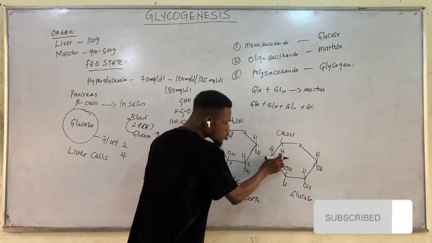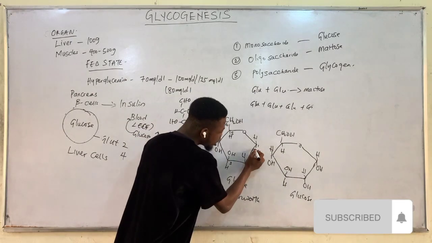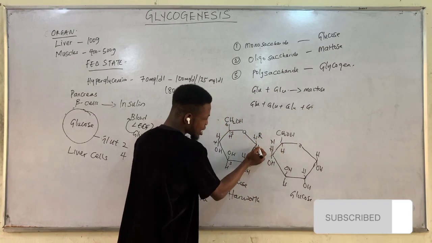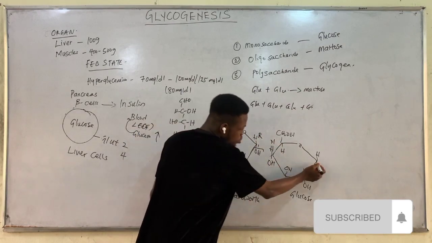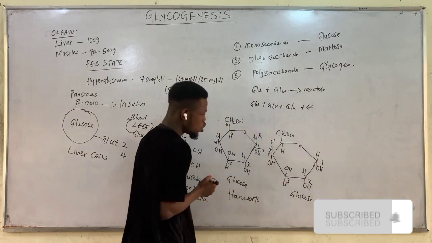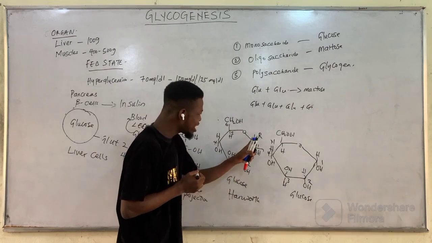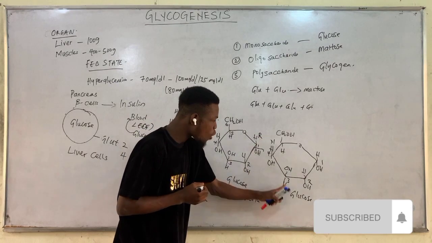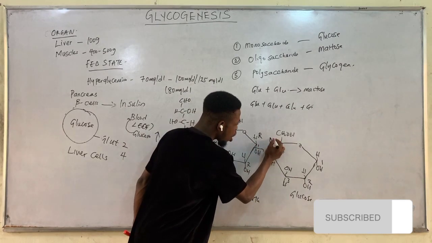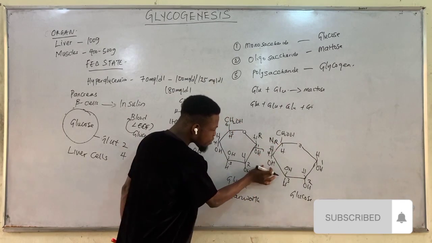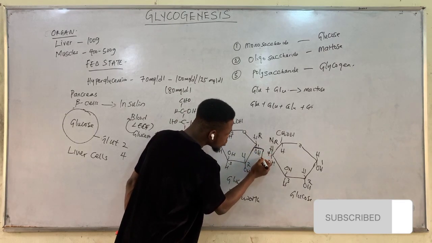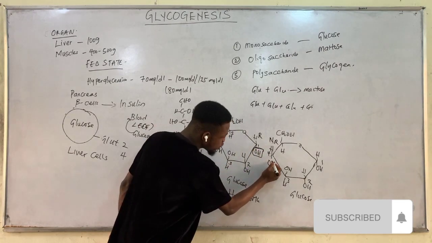So if this glucose wants to combine with this glucose, how do they combine? This one is the reducing end, and this is the non-reducing end. This is carbon 1, carbon 2, carbon 3, carbon 4. So this one is also carbon 1, carbon 2, carbon 3, carbon 4. So carbon 1 of this glucose is the reducing end, while carbon 4 of this glucose is the what? Non-reducing end. So how do they form this linkage? This one will donate its OH, and this one will donate its what?